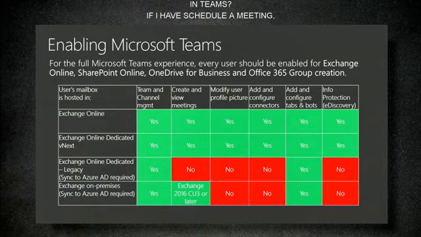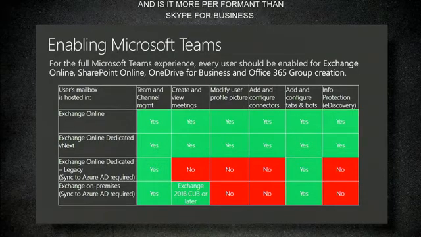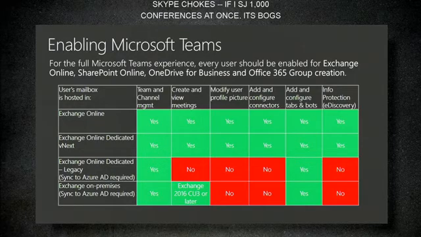Because I know Skype really chokes if I schedule 1,000 conferences at once, it bogs down. And if I try to cancel them or activate or deactivate them, that can really slow down. So is Teams more performant there? And how does that work?